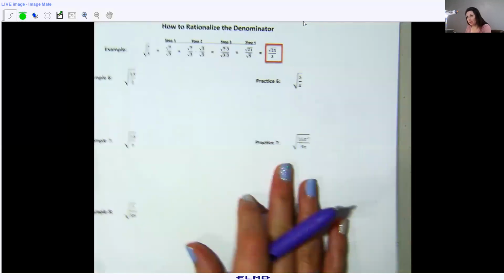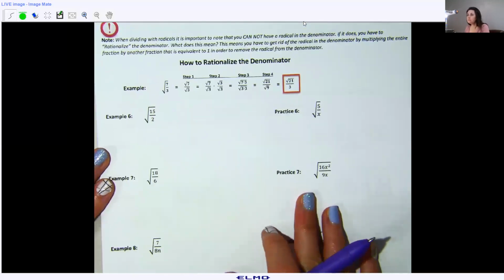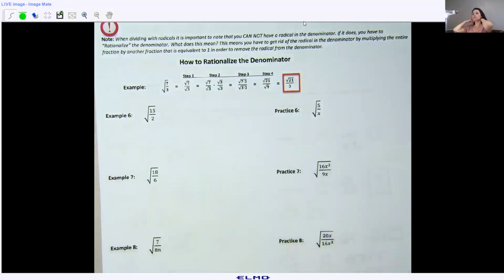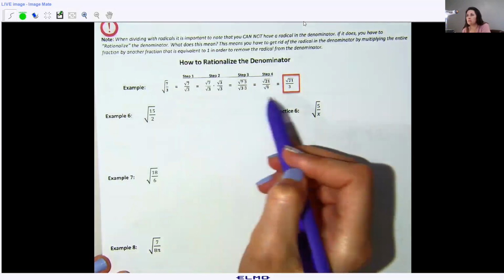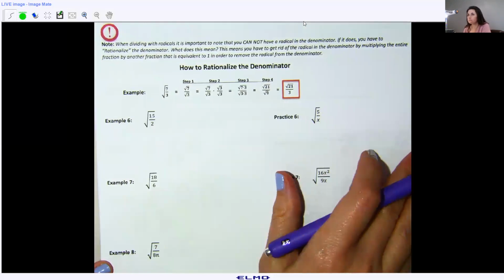All right, we are going to learn something new. We're still going to follow the same steps of dividing and simplifying and all of that. But one thing that you have to know when we're dividing with radicals is that you cannot ever have a radical in the denominator. So that means that you have to get rid of it. So let's look up here at the note, and then I'm going to walk you through this example, and then we're going to try it.